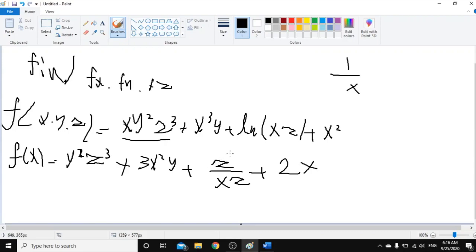You can take z out, because z over z, you can take it to make it simpler. And the second, the second partial derivative is with respect to y. The partial derivative of y, let's see here, the second.